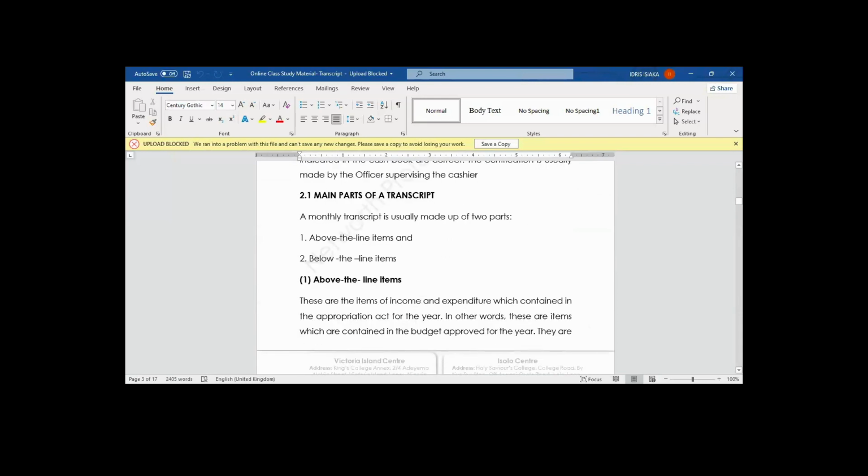Now, let's look at components of a transcript. Transcript component is divided into 2. Number one component is called above the line item, while number two component is called below the line item. So in a nutshell, transcript component is divided into two: above the line item, below the line item.